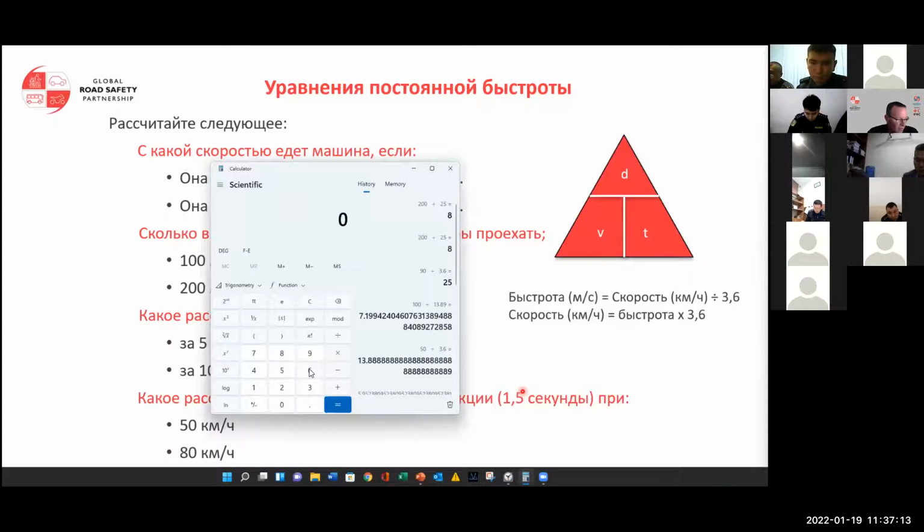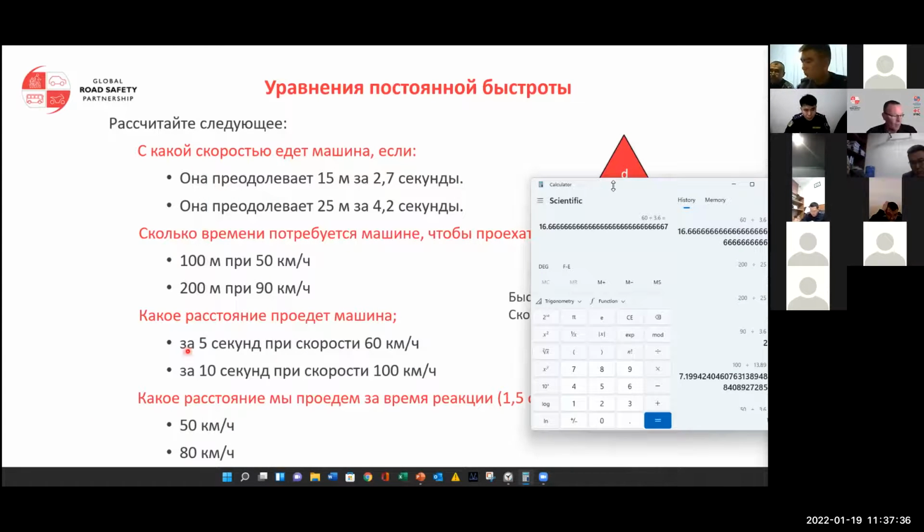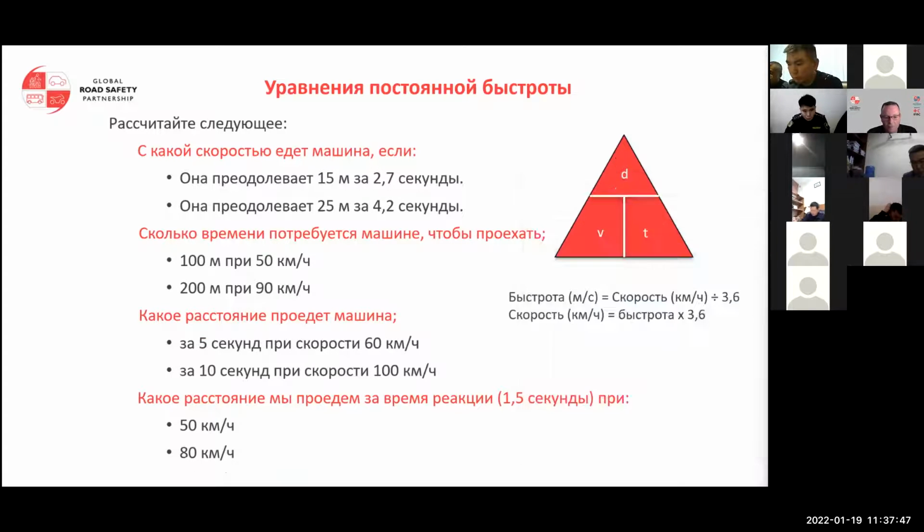So let's just do that. Divided by 3.6, and we get 16.67 meters per second. That's our velocity. At 60 kilometers per hour, we travel 16.67 meters every second. What we've been asked to do is calculate how many meters a vehicle will travel in 5 seconds at that velocity. We're calculating distance. So to calculate distance, it is velocity multiplied by time.